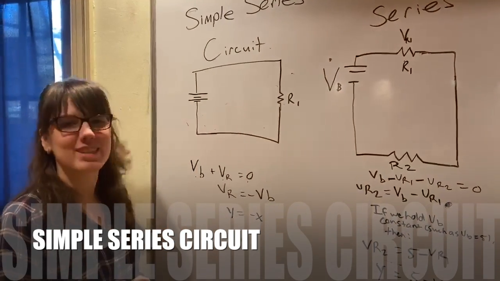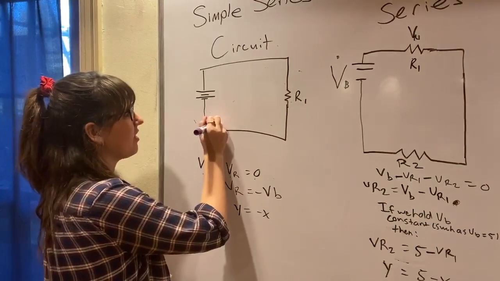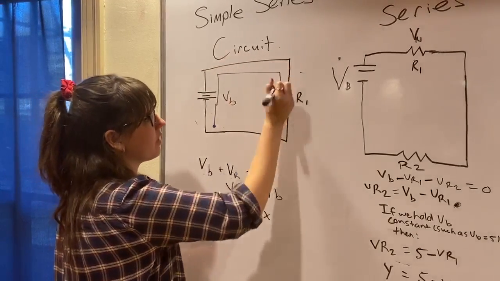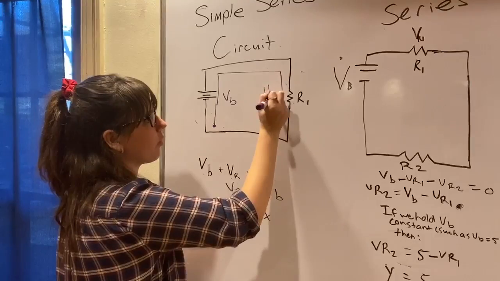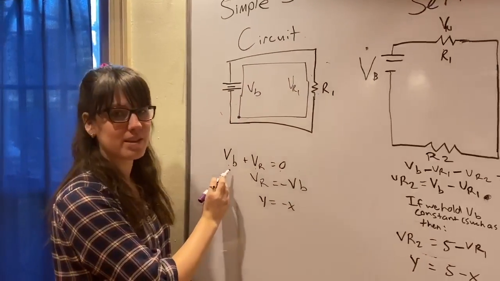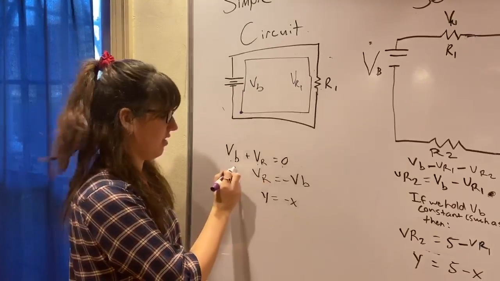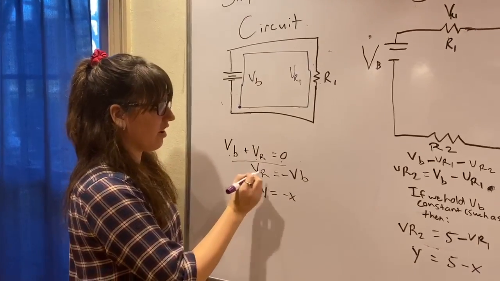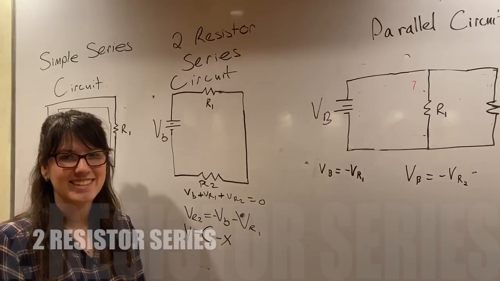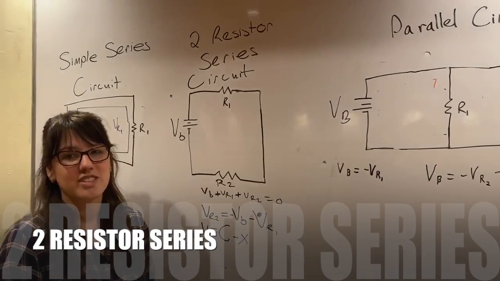This is a simple series circuit. When you start at a point, you go until you reach the battery, and that is called VB, and then you continue to go until you reach R1, which is VR1, until you come back to the point. Our law states that VB plus VR is equal to 0, which means VR equals negative VB, which is a linear relationship. This is a 2 resistor series circuit.